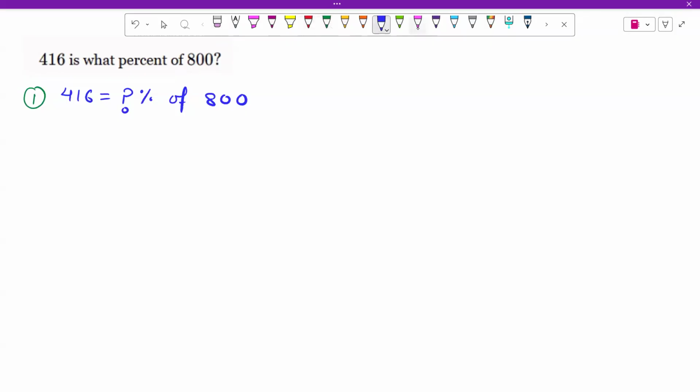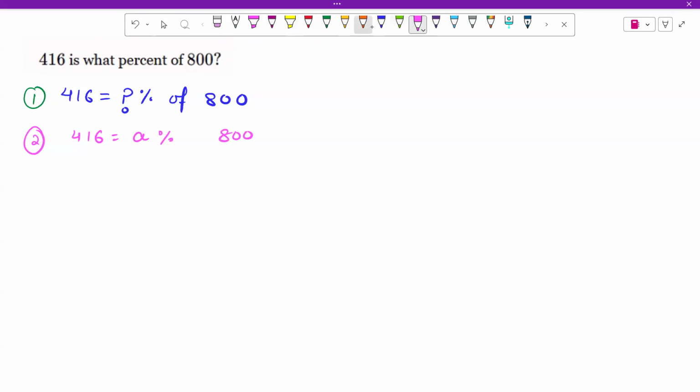Now we convert everything. We don't want any letters here, as in we don't want any words here. So second, we are removing the words. 416. We don't want the question mark here. So we can take a variable. What variable would you like to take? A variable, because what we don't know, right? They're asking what? A? You want A? Okay. Let's take A. So 416 is A percent of 800.